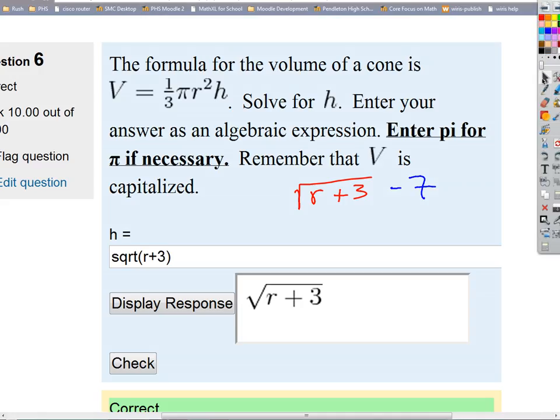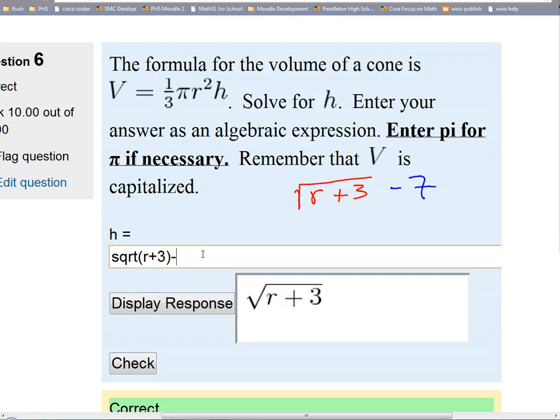What do you think? Outside the parentheses. You got it. See how that works?